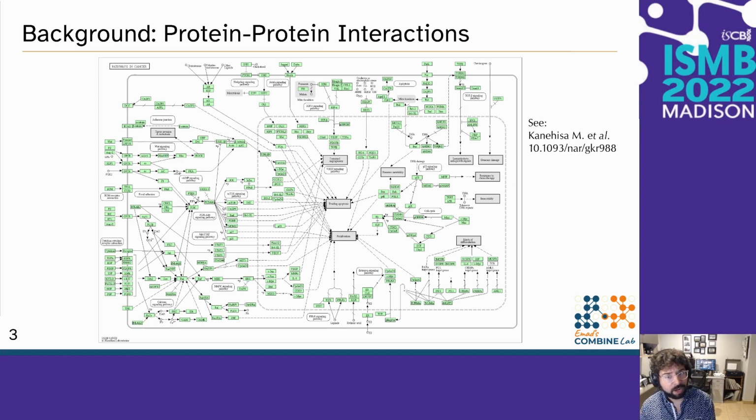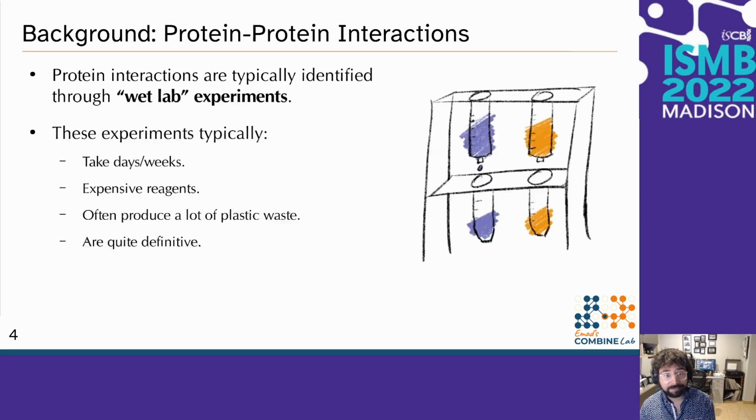These graphs can get rather complex rather quickly. Here are just some of the signaling pathways we understand to be involved in cancers as charted out by the KEGG dataset. So how do we identify these interactions?